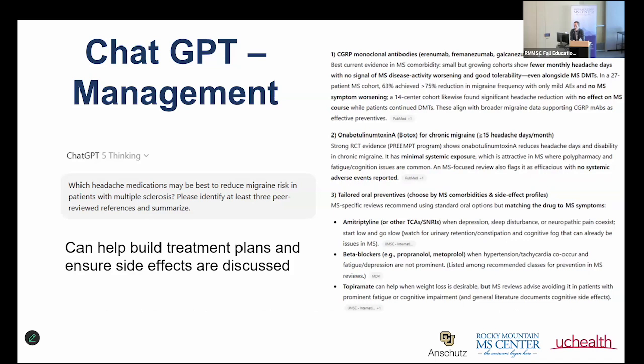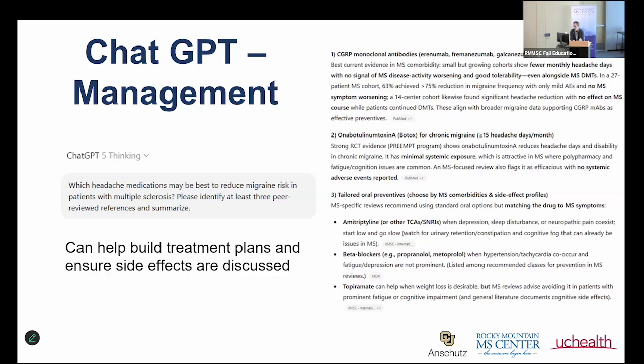So in addition to diagnosis, we can also use ChatGPT for management. This was another query that I put in, and I wrote, which headache medications, just because that's a common symptom in patients with MS, may be best to reduce migraine risk. And then I asked it to dig a little bit deeper. I said, please identify at least 3 peer-reviewed publications, out of that thought that sometimes the AI is pulling data from things that are not really validated, and then provide a summary.